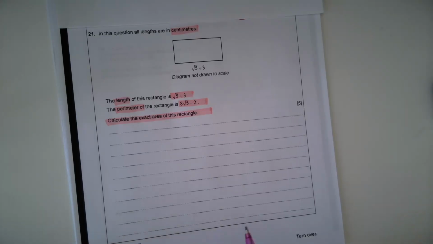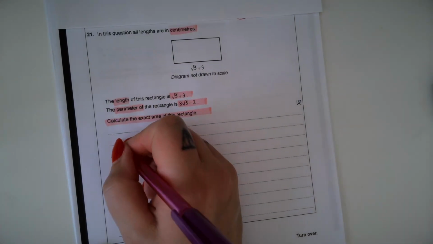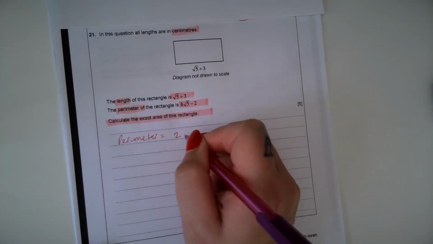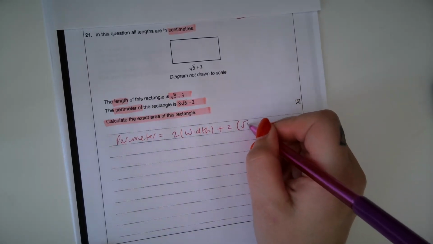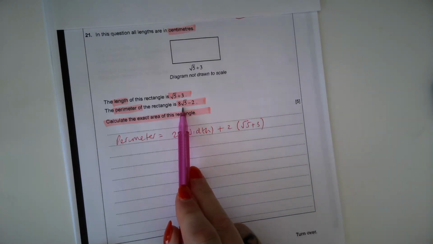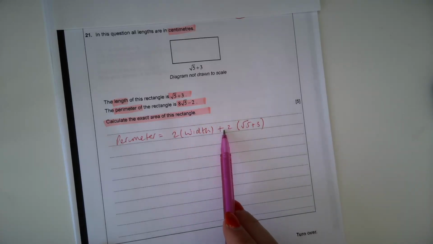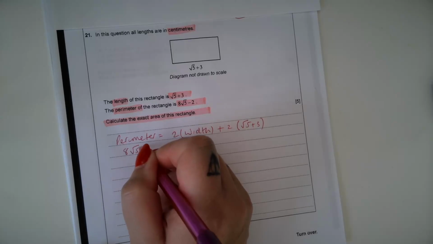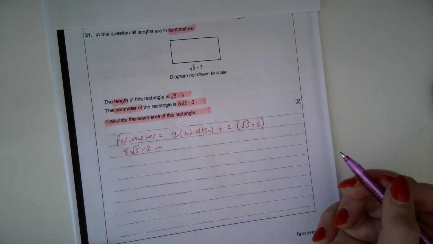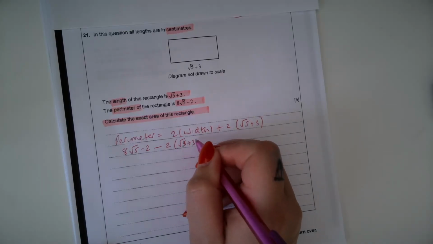However, we know the perimeter. To find the perimeter, we would do 2 times the width plus 2 times the length. The length is root 5 plus 3. The total of those, the perimeter, is 8 root 5 subtract 2, so if I subtract the 2 lengths, it'll tell me what the 2 widths are worth. So let's do that: 8 root 5 subtract 2, subtract 2 lots of root 5 plus 3.